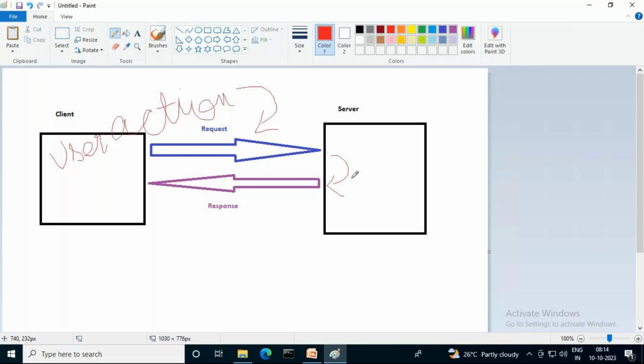Am I audible, everyone? Yes, Chandra, the response time will differ. No, I'm not discussing response time. I'm asking about the number of transactions per second. Yeah, that will also be different.